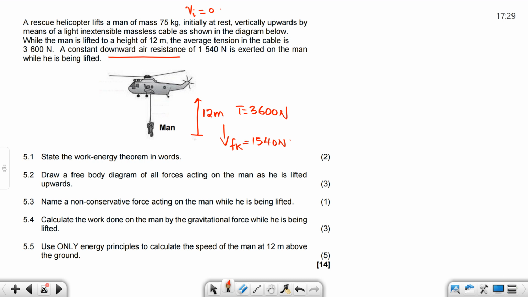Guys, look at what I have done. Some of you started from 5.1. And because you could do that without reading the question, you continue. But 5.2 now became a problem. Draw a free body diagram. How many forces are we looking at?